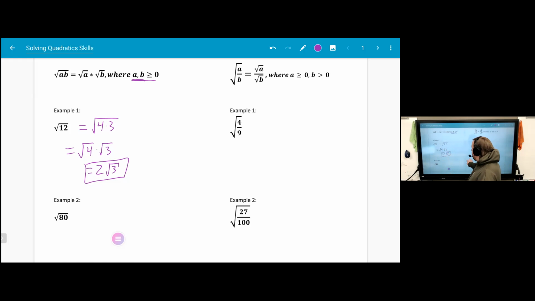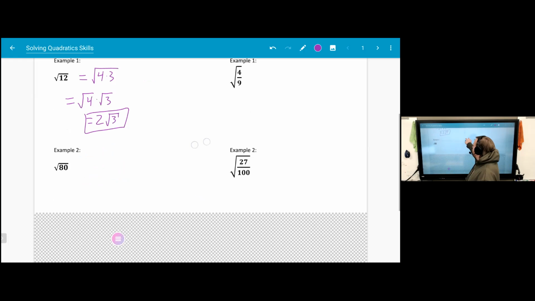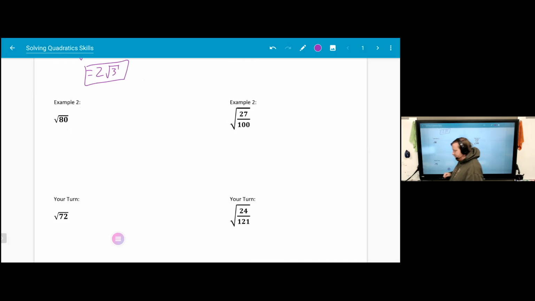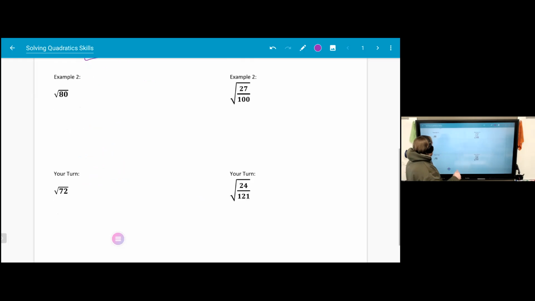Well, let's look at another example. Example 2, we have the square root of 80. Some of you may see right away that this could be the square root of 16 times 5. And if you see that right away, fantastic, because what you're going to see is the square root of 16 times the square root of 5, or 4 times the square root of 5, okay? And that's fantastic. That is what we're trying to get to.